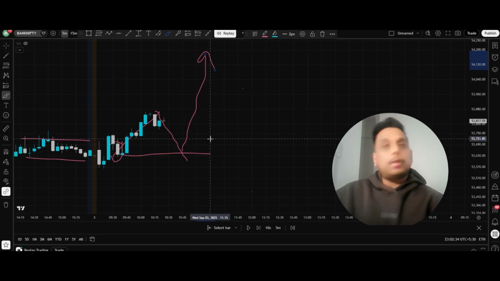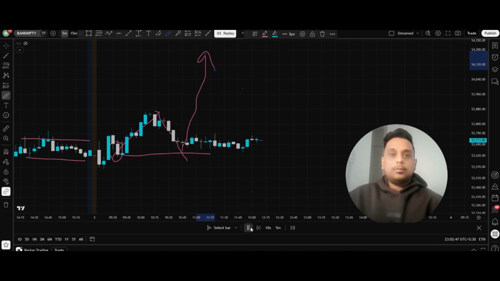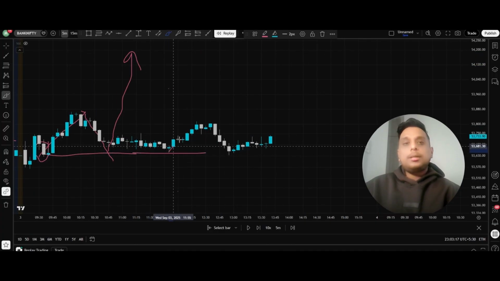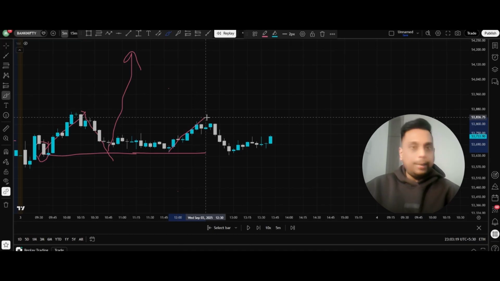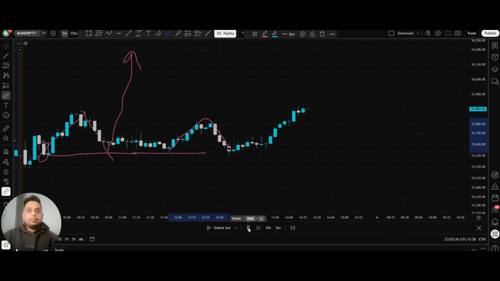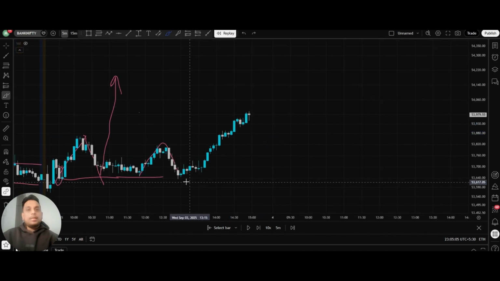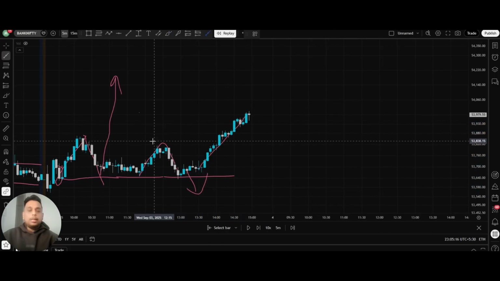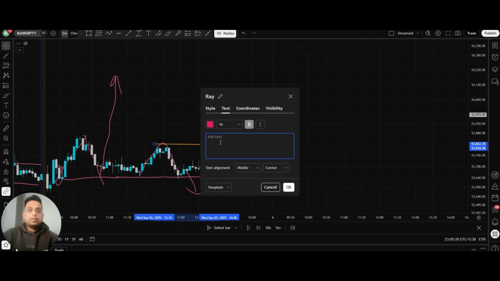Now let's see what actually happened. We see that the market did come back to our demand zone but did not make a new higher high. The market is still trading in the range. Now we see when the market was retesting our zone, it did not create a new low. Instead, it broke our structure. So this is a break of structure.